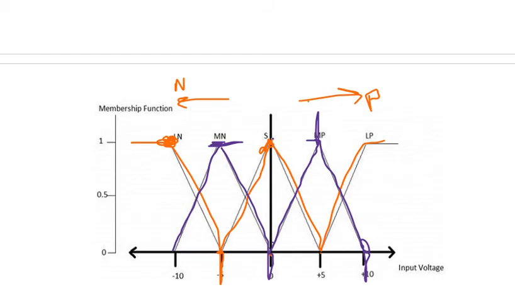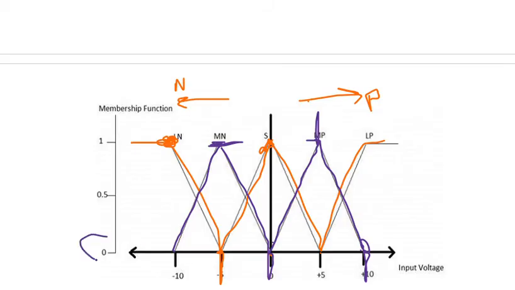The orange color curve is nothing but the large negative to the large positive, and the purple color is known as the medium negative to the medium positive. So see the difference between these both curves. The medium negative and the medium positive start with the zero position and end up with the zero point only, whereas the large negative and the large positive start with the 1, and here it starts with the 0.